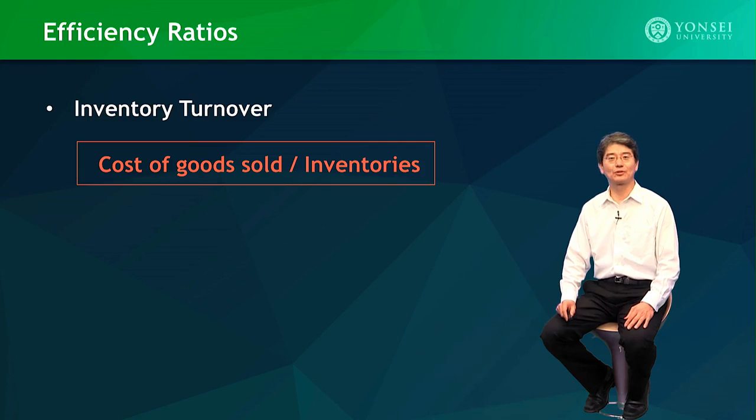The reason we use cost of goods sold instead of sales to calculate inventory turnover ratio is that sales includes profits and may inflate the turnovers.